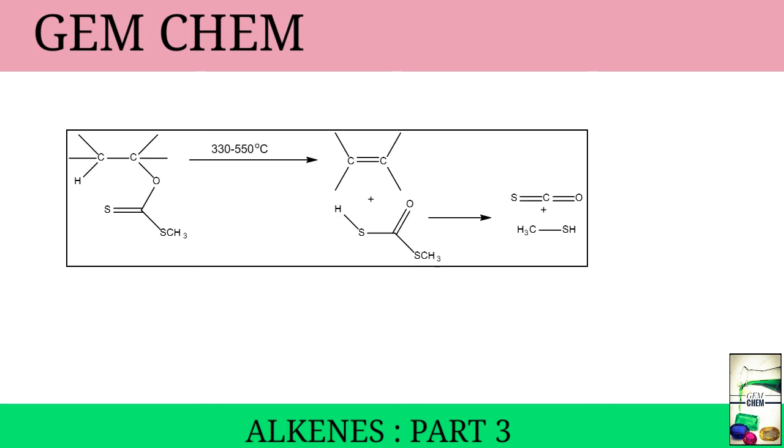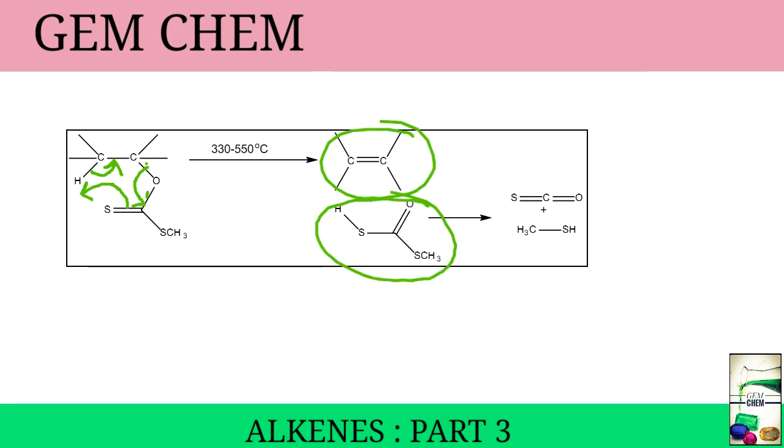Now see, this is an example of Chugaev elimination. This is the xanthate, same mechanism as seen before. What happens is this sulfur attacks the hydrogen by opening its double bond, and then the hydrogen gives up the electron to the carbon single bond, and this carbon single bond gives up the electron to the carbon oxygen bond, and we get this one as the byproduct, and this is our main product.